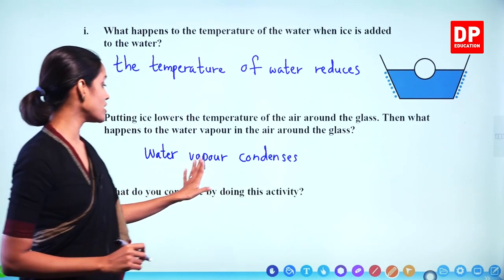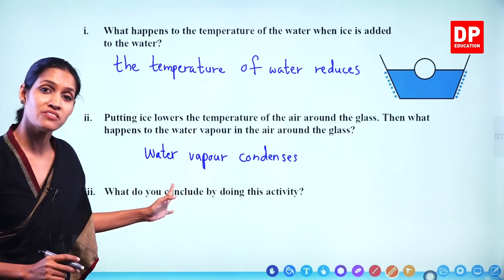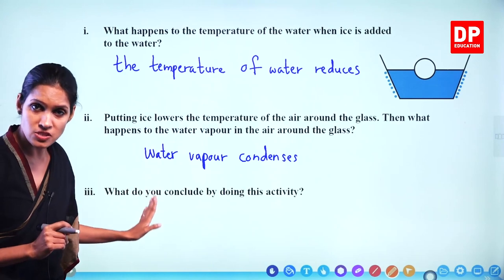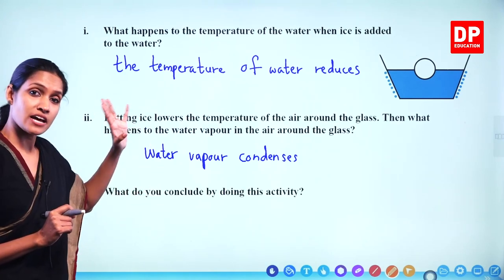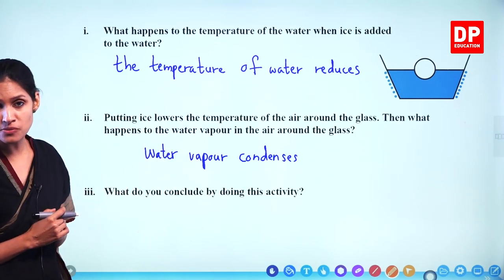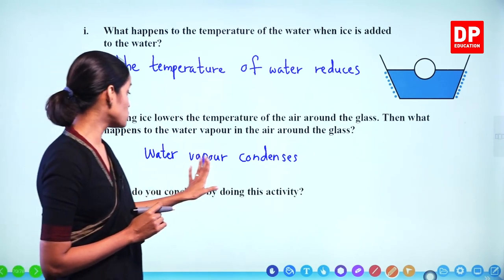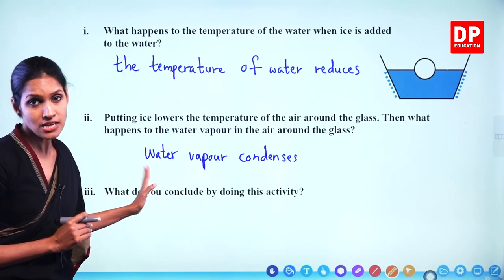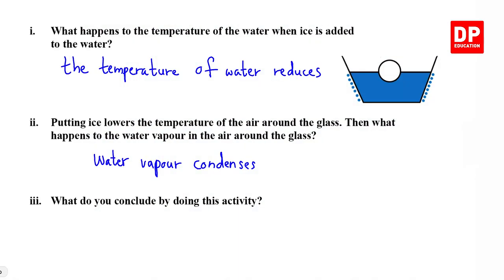What do you conclude by doing this activity? Do you remember what the conclusion was? We did this experiment to prove that there is water vapor present in the atmosphere. So what do you conclude by doing this activity? We can conclude that there is water vapor in the atmosphere.